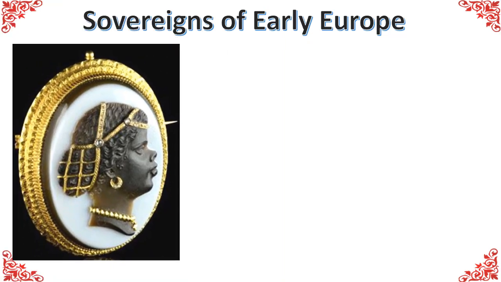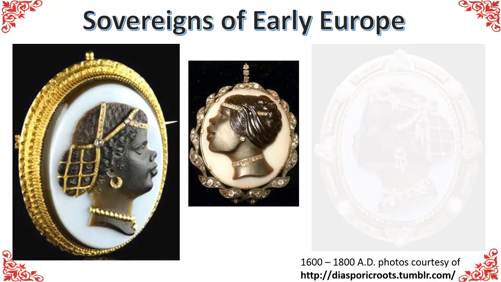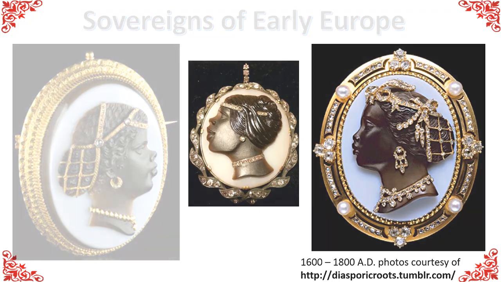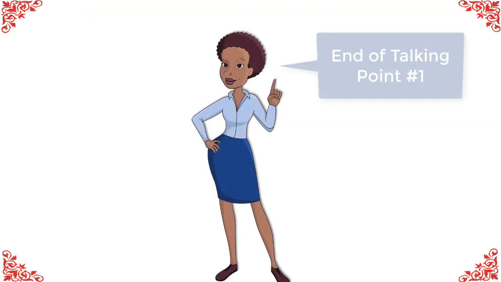The cameos featuring detailed profiles of heavily melanated women in precious metals and jewels were popular in many European countries. These are dated circa 1600 to 1800. Some art historians relate them to the association of blackness and wealth that came through trade in the Middle Ages and Renaissance. Now, this ends the first talking point.